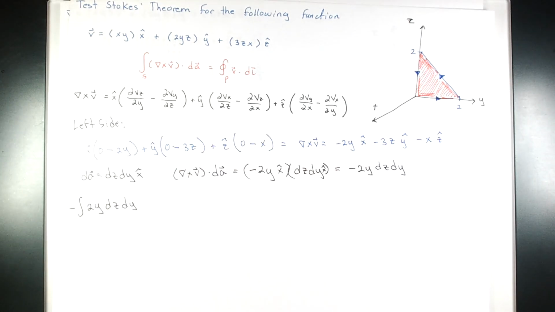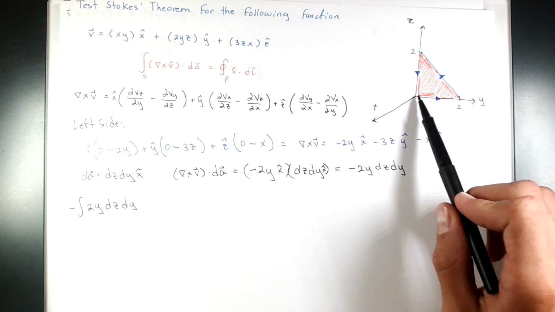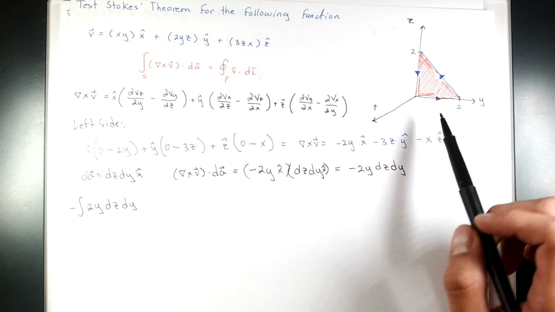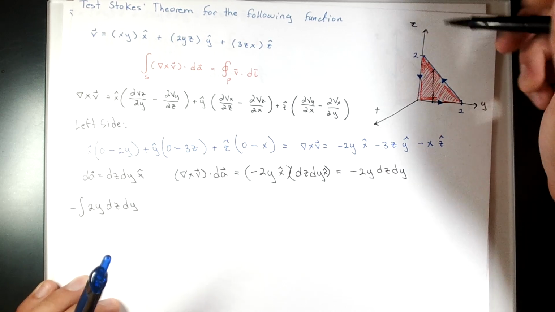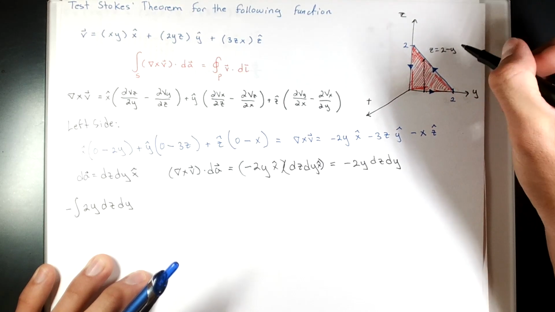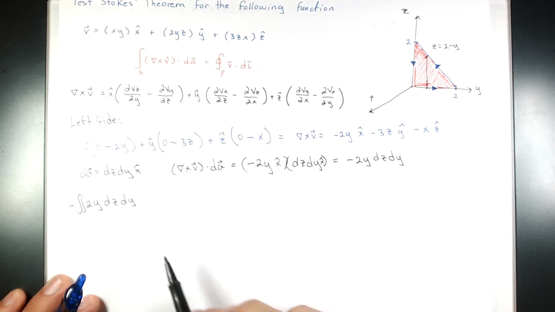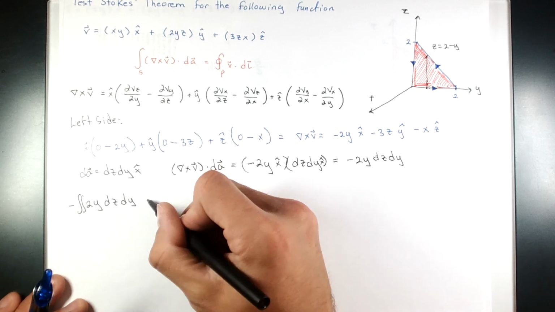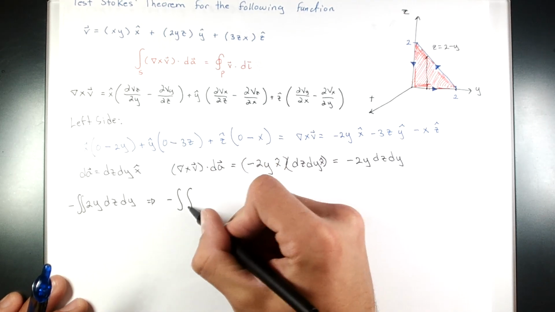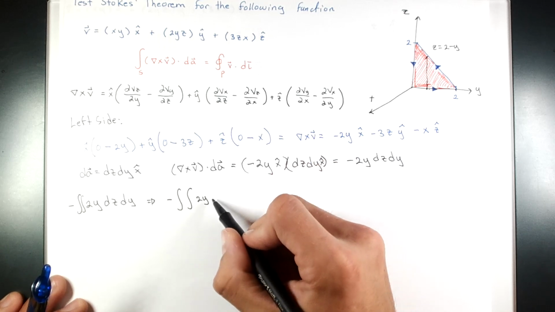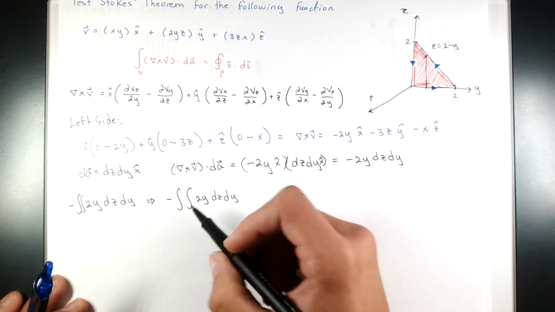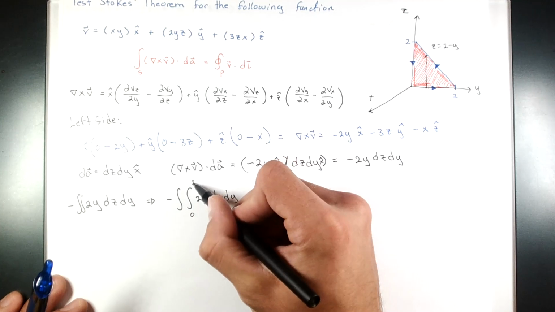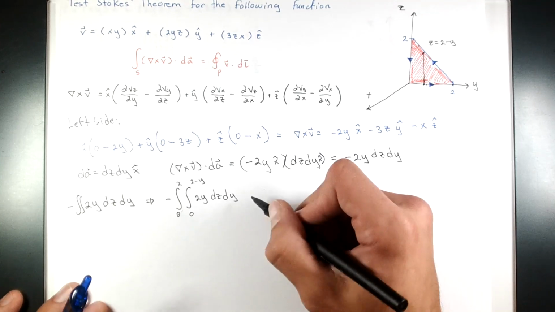Now we're going to have to find the boundary conditions of our integral. In this case it's easy because we can see that y just goes from 0 to 2. However, in the z component we have a y dependency because z goes from 0 all the way up to this line, which has the equation 2 minus y. That means that in our integral, which is a double integral by the way, we're going to have to solve for the z part first. So I'm going to rewrite it as minus the integral of 2y dz dy, where z goes from 0 to 2 minus y, and y goes from 0 to 2. So this is just a very easy integral.